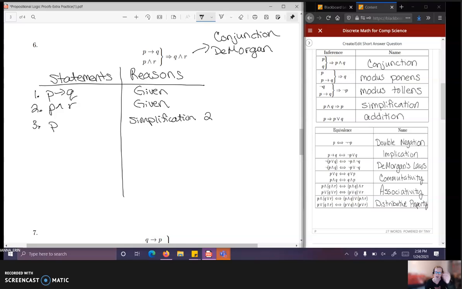Because now if you notice, I have a P implies Q and a P, which is exactly my setup for modus ponens. So now, because I just got that P by itself, I can conclude Q by modus ponens.